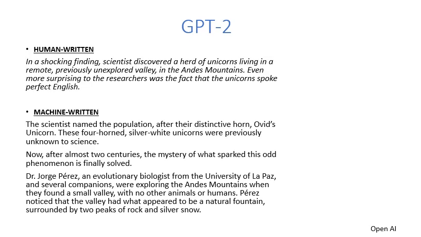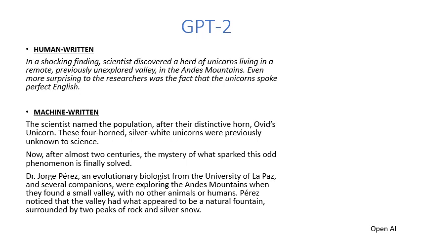This is an example text that has been generated by GPT-2. Quite impressive. The top part has been written by a human: In a shocking finding, scientists discovered a herd of unicorns living in a remote, previously unexplored valley in the Andes Mountains. Even more surprising to the researchers was the fact that the unicorns spoke perfect English. So this is written by a human.